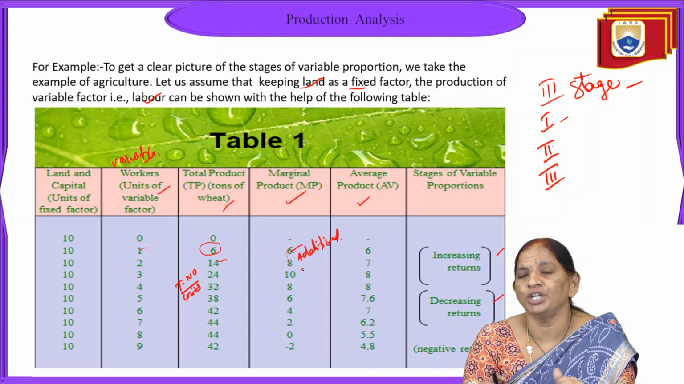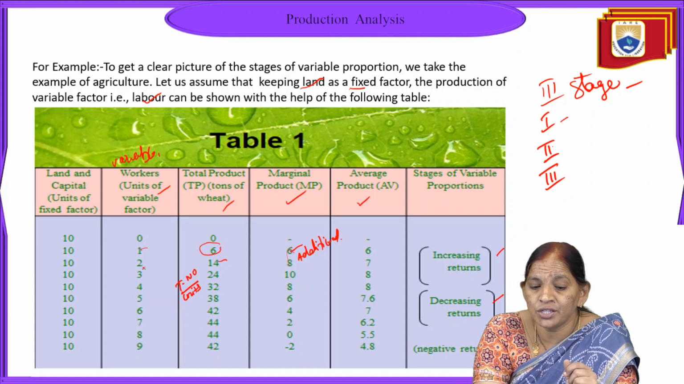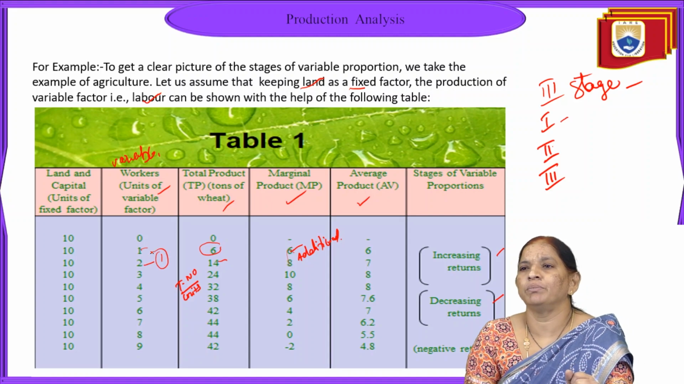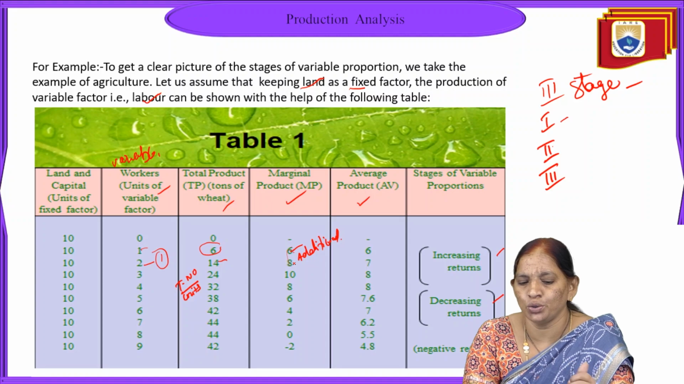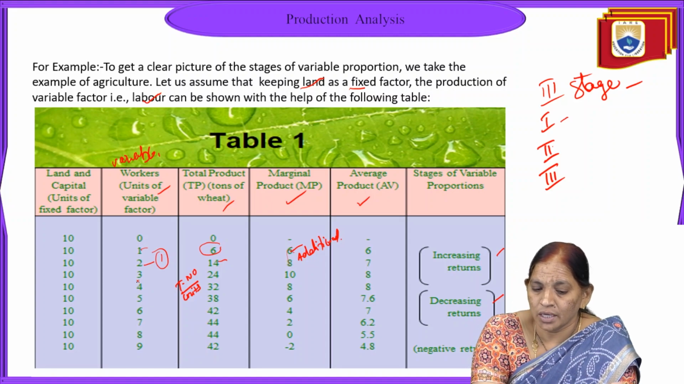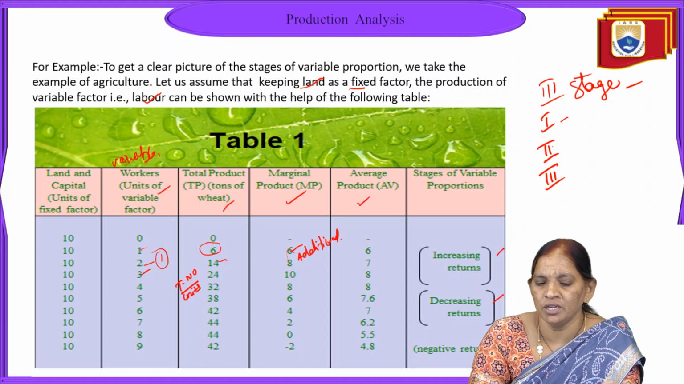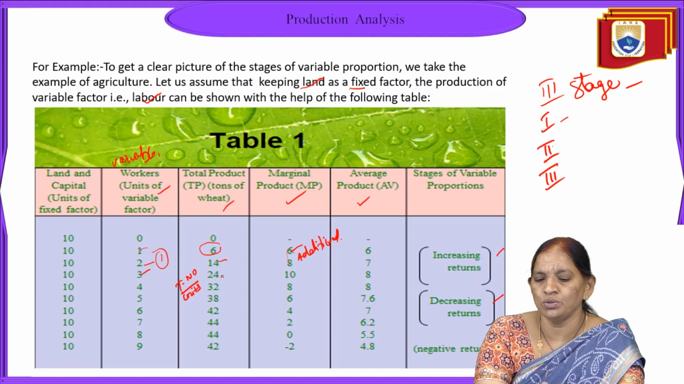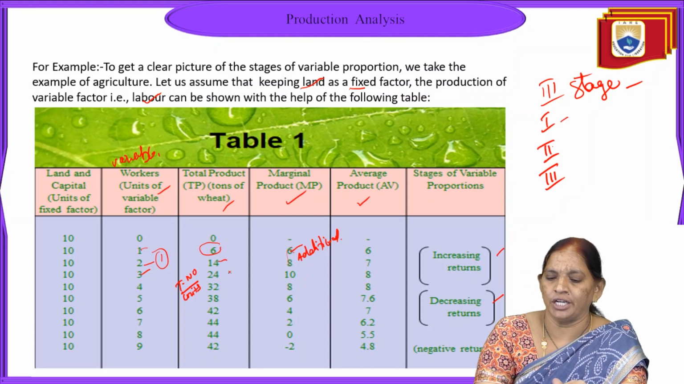6 to 14, you will get 18 additional units by changing one more factor of labor. That means one unit of labor change, we have increased our production to 18. Next, the third unit of labor means another labor has been introduced. When another labor has been introduced, the total production increased from 14 to 24.